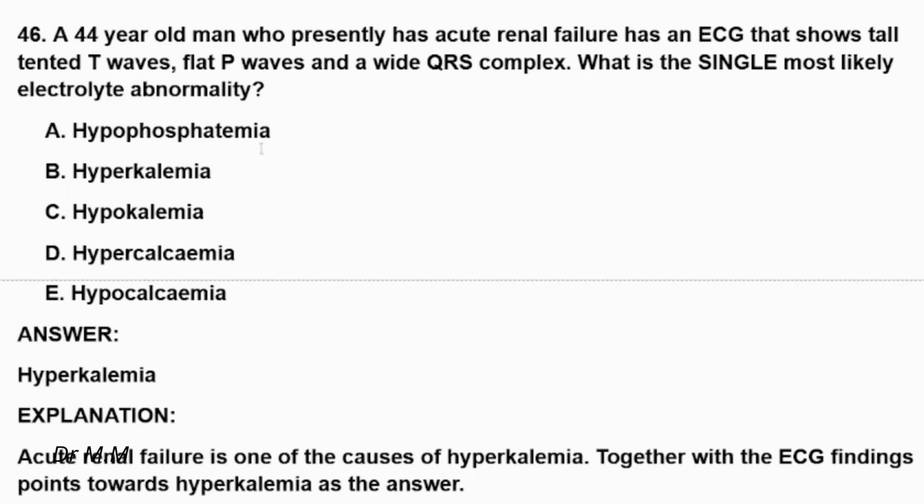A. Hypophosphatemia. B. Hyperkalemia. C. Hypokalemia. D. Hypercalcemia. E. Hypocalcemia. And the answer is hyperkalemia because of the patient's history, which has renal failure, and hyperkalemia is very common in patients with renal failure. And also the specifications of the ECG, which shows tall tented T waves, flat P waves, and widened QRS complexes.